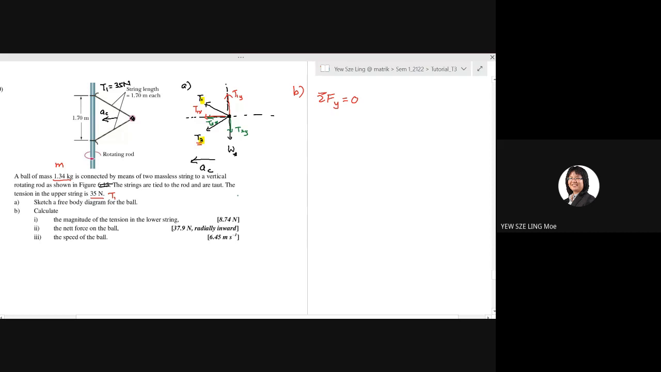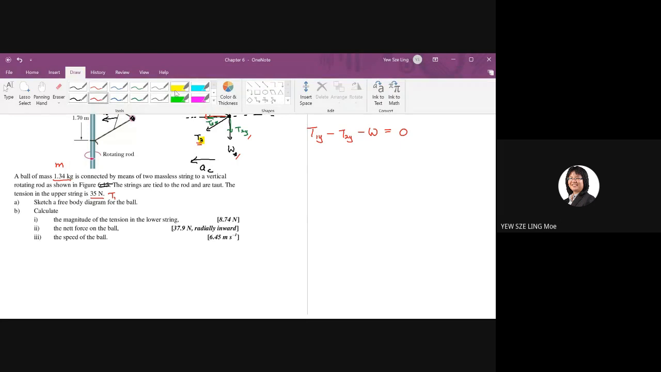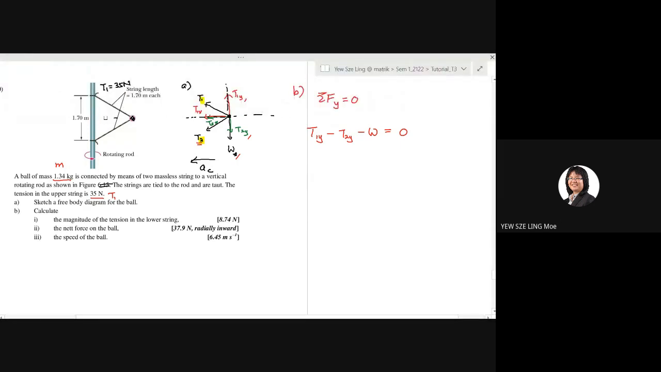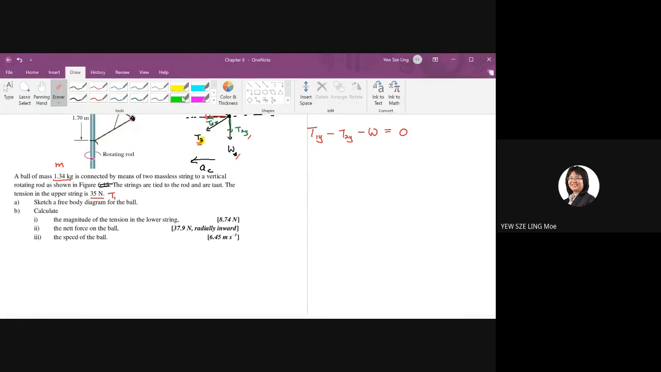Now if you look at the free body diagram, how many forces do I have along the y component after I resolve it? I have T1y, T2y, and W. T1y is going up and the other two are going down. Therefore, I'm going to expand the equation into T1y minus T2y minus W, because T2y and W are pointing downwards, which then equals 0. Now, the next question is, I don't have the angle. I don't have the angles of the tensions.